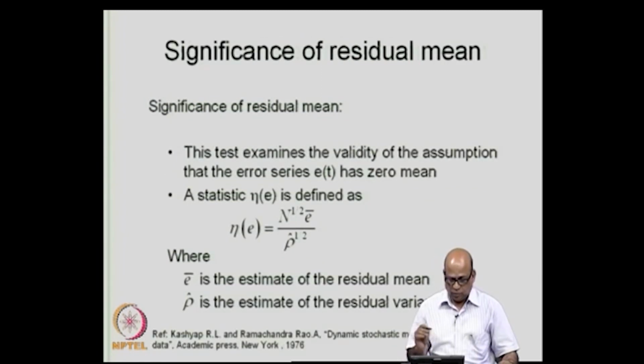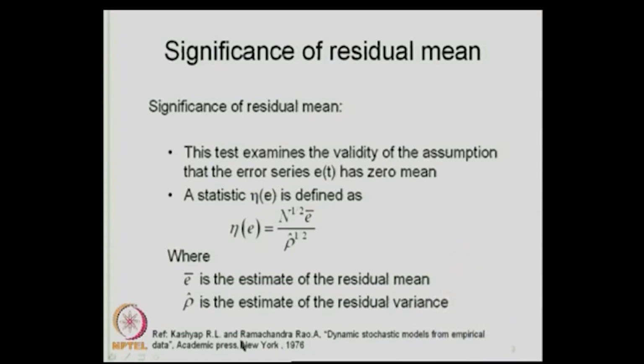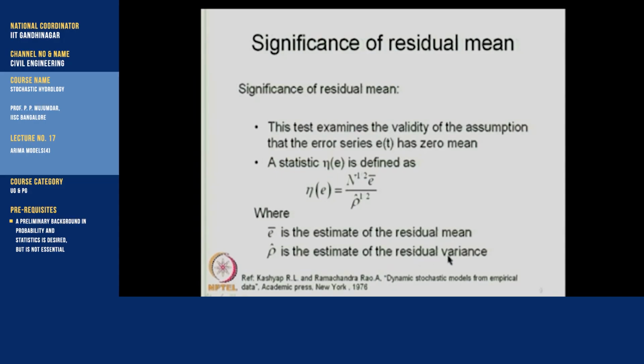So, for the significance of the residual mean, it examines the validity of the assumption that the error series E t has a 0 mean, or that the mean of E t is not significantly different from 0. So, we define, and I follow Kashyap and Rao's book here, the reference is given here, a statistic eta E as n to the power half E bar by rho cap to the power half. Remember, rho cap here is not a correlation, but a residual variance.